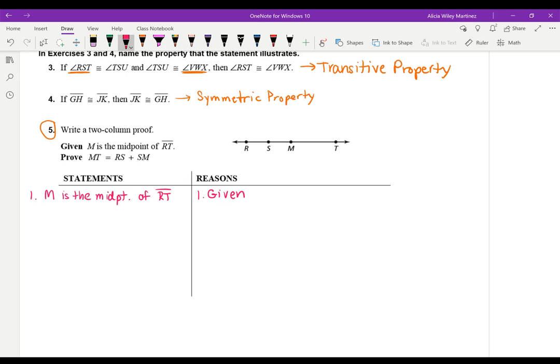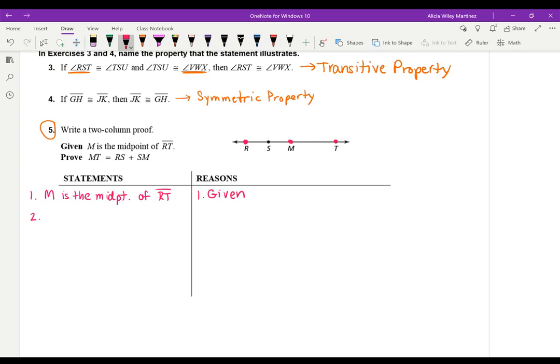So the next thing we want to think about is, what does that give us? Knowing that we have a midpoint, what does that tell us about our picture? If M is the midpoint of RT, it means that we have two segments that are congruent, where M is the middle. So I'm going to go ahead and make the statement of the two segments that would be the same measure, or in our case, congruent, because M is a midpoint.